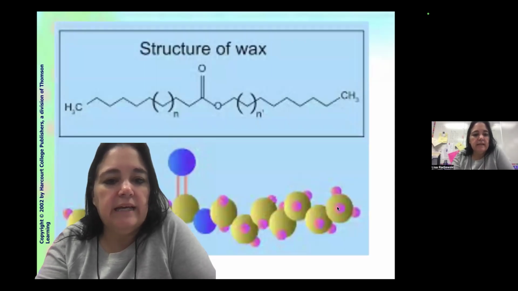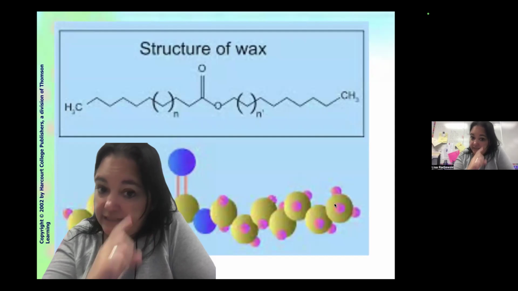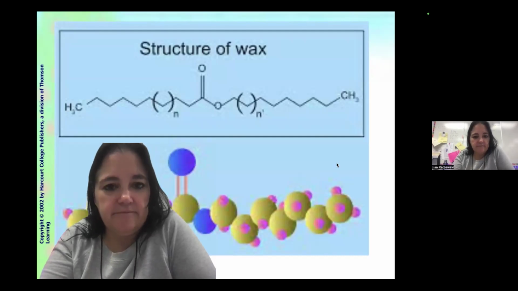All right. And there is the structure, but you're not going to have to recognize it. Okay. That's what wax looks like.